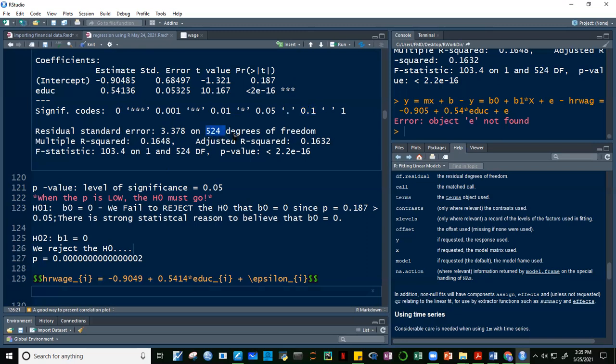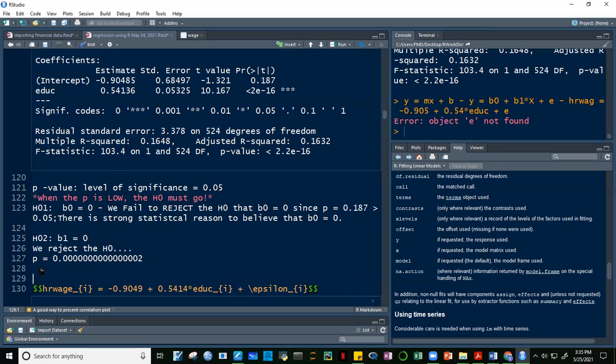3.378 on 524 degrees of freedom. Saka na natin tingnan to, no? Ito titingnan natin, okay. Multiple R squared, 16.48%. Adjusted R squared, 16.32%. Okay, ano ibig sabihin nitong multiple R squared? Multiple R squared, that's your R squared.